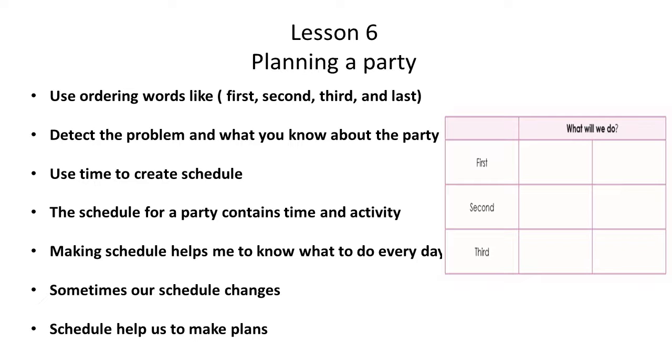How to plan a party. Planning a party. We will use ordinal words or ordering words like first, second, third, and last. We will detect the problem and what we know about the party. We use time to create a schedule, and we said that a schedule is a timetable. The schedule for a party contains time and activity. We will make a schedule to help me to know what to do every day. Sometimes our schedule changes. A schedule helps us to make plans.